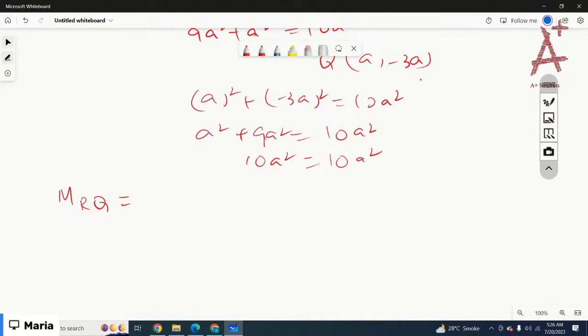RQ, that is, the midpoint is 2a and negative a, and the slope is for the points RQ. You are given on the circle. The slope is 2. You can calculate the slope on your own.